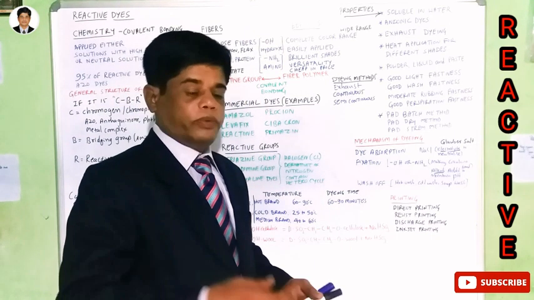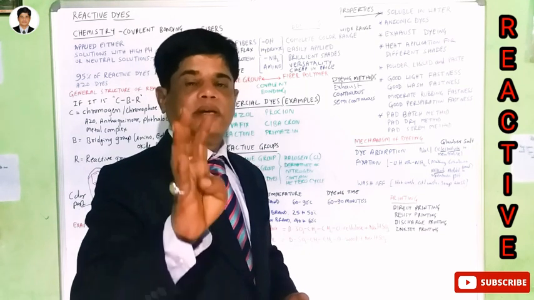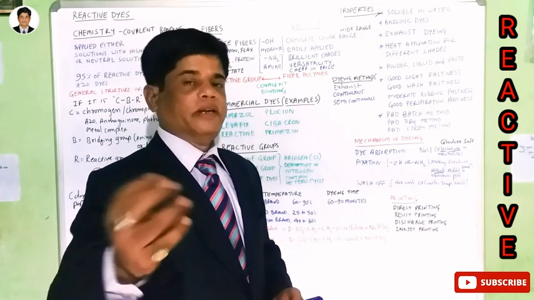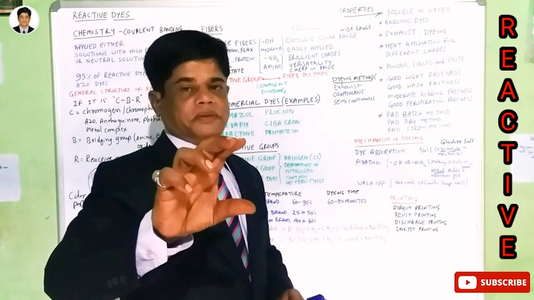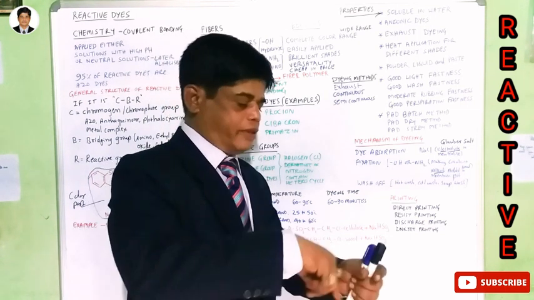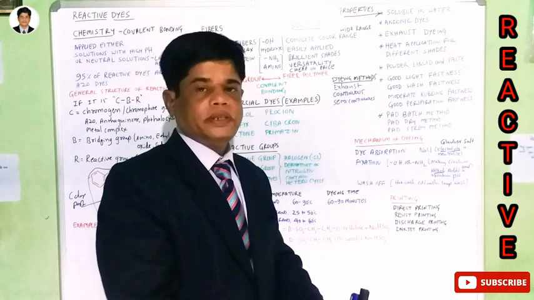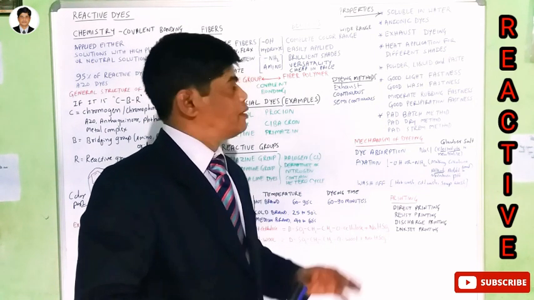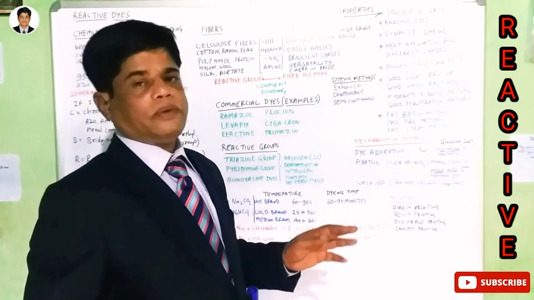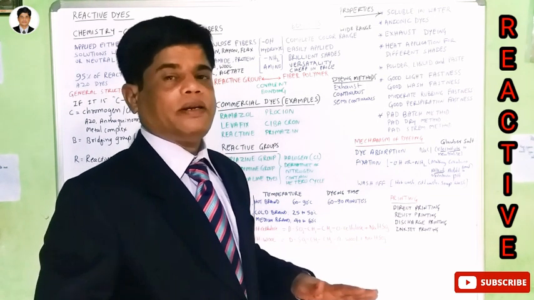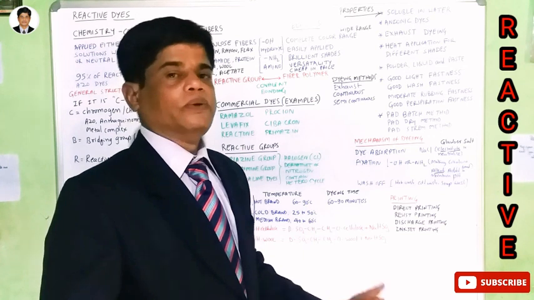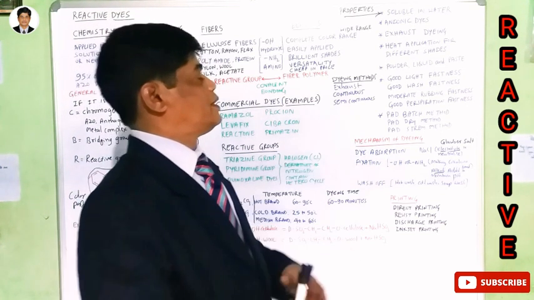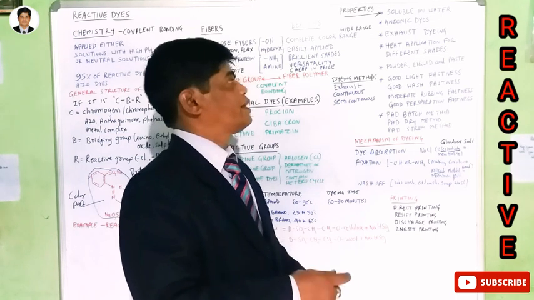Reactive dyes are available in powder form, paste form, and liquid form. Even if you purchase reactive dyes in powder form and mix in a water solution, it will be soluble. Because it is easily soluble, it is very simple to apply reactive dyes. And this is a kind of anionic dye.